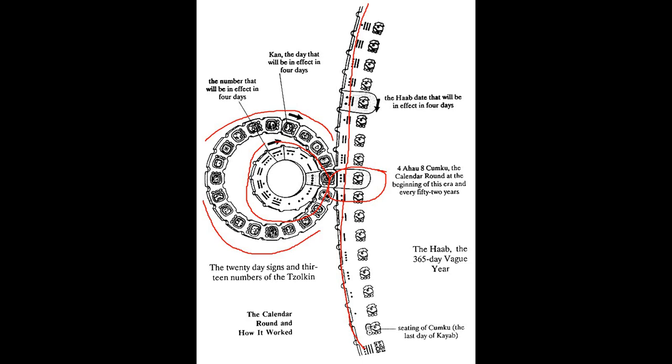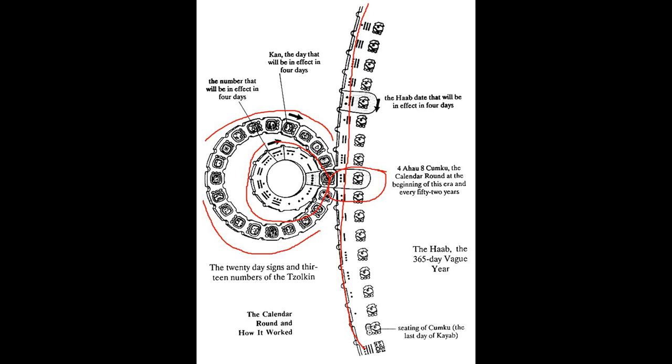And so you have a 260-day cycle. If you have 13 numbers and 20 named days, this will create a cycle of 260 days. Well, 260 is less than 365, so the ritual calendar is constantly moving relative to the solar calendar. And it takes approximately 52 years before the cycle will repeat.